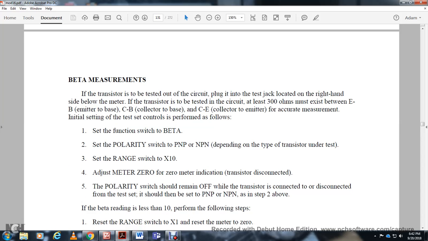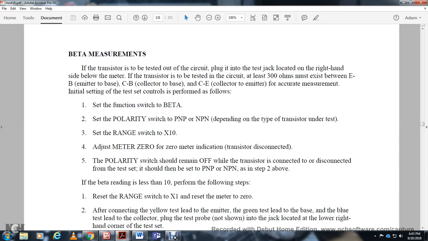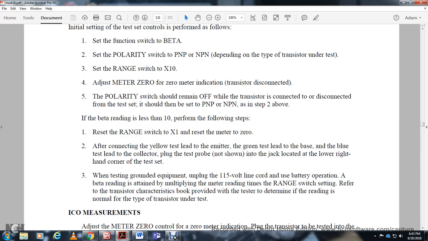Under test, set the range switch to times 10 and adjust the meter to 0. Disconnect the transistor, leaving the polarity switch in the off position. Connect the test set as shown, with the polarity switch positive or negative. If the beta reading is less than 10, perform the following steps. Reset the range switch to times 1.